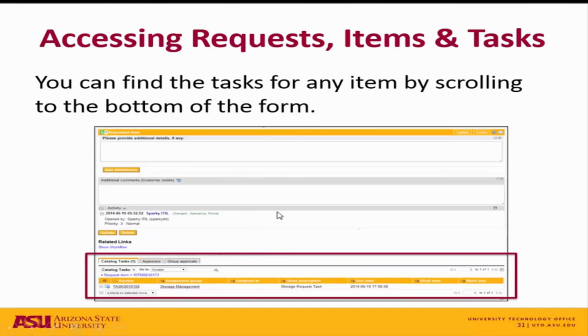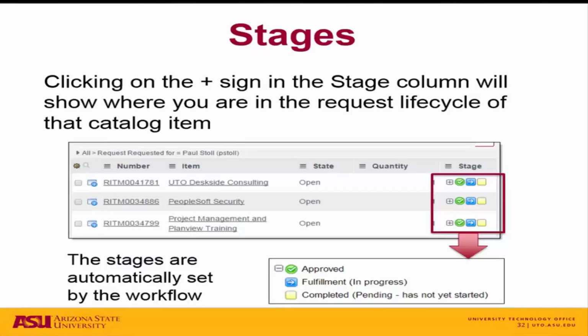As you look at items, there will be stages that will be listed in the list. If you click on the plus sign, you will see whether the item has been approved, whether it's in fulfillment, or whether it's been completed.